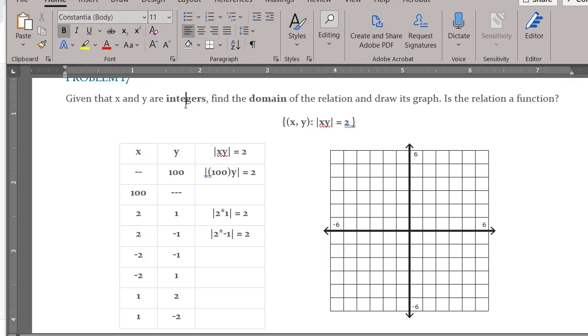We're dealing only with integers, okay? So try this and good luck.